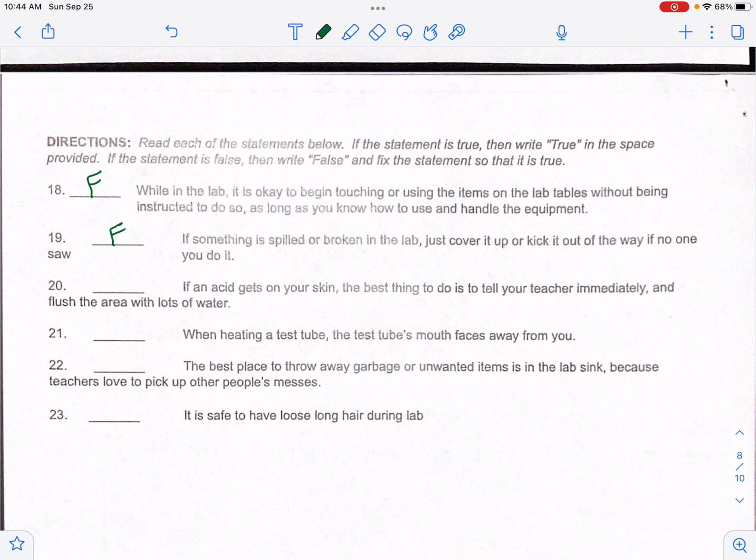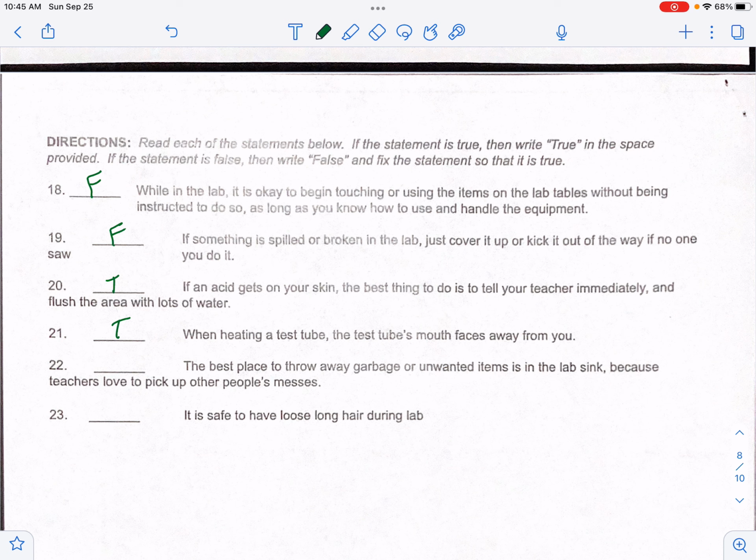20, if acid gets on your skin, the best thing to do is tell your teacher immediately and flush the area with lots of water. That is going to be true. So again, go to our sinks, just start flushing the wound. Just keep doing it for as long as we tell you to. 21, when heating a test tube, the test tube's mouth faces away from you. That should be true. You never want it faced towards you.